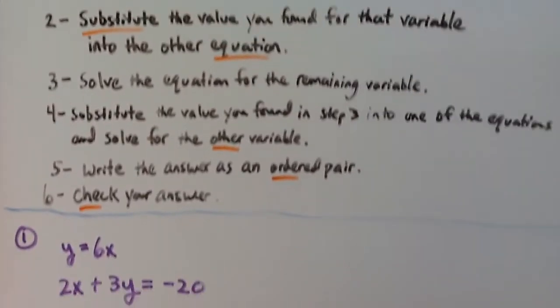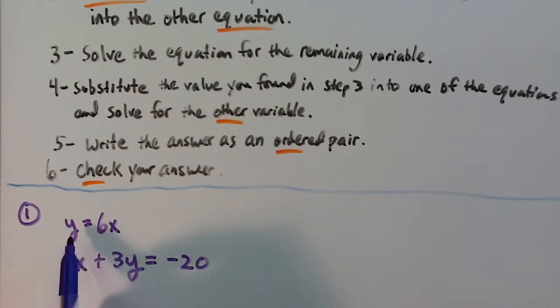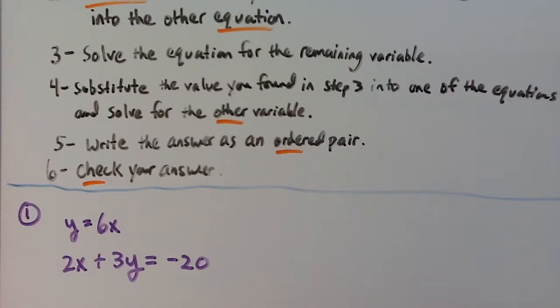And so in the system we're going to look at, example number 1, we have this system: y equals 6x and 2x plus 3y equals negative 20. Do we have y equals something or x equals something in this system? You should say yes, right? In this equation we have y equals 6x. And so basically in this system, step 1 is already done for us. We have already solved for one of the variables.